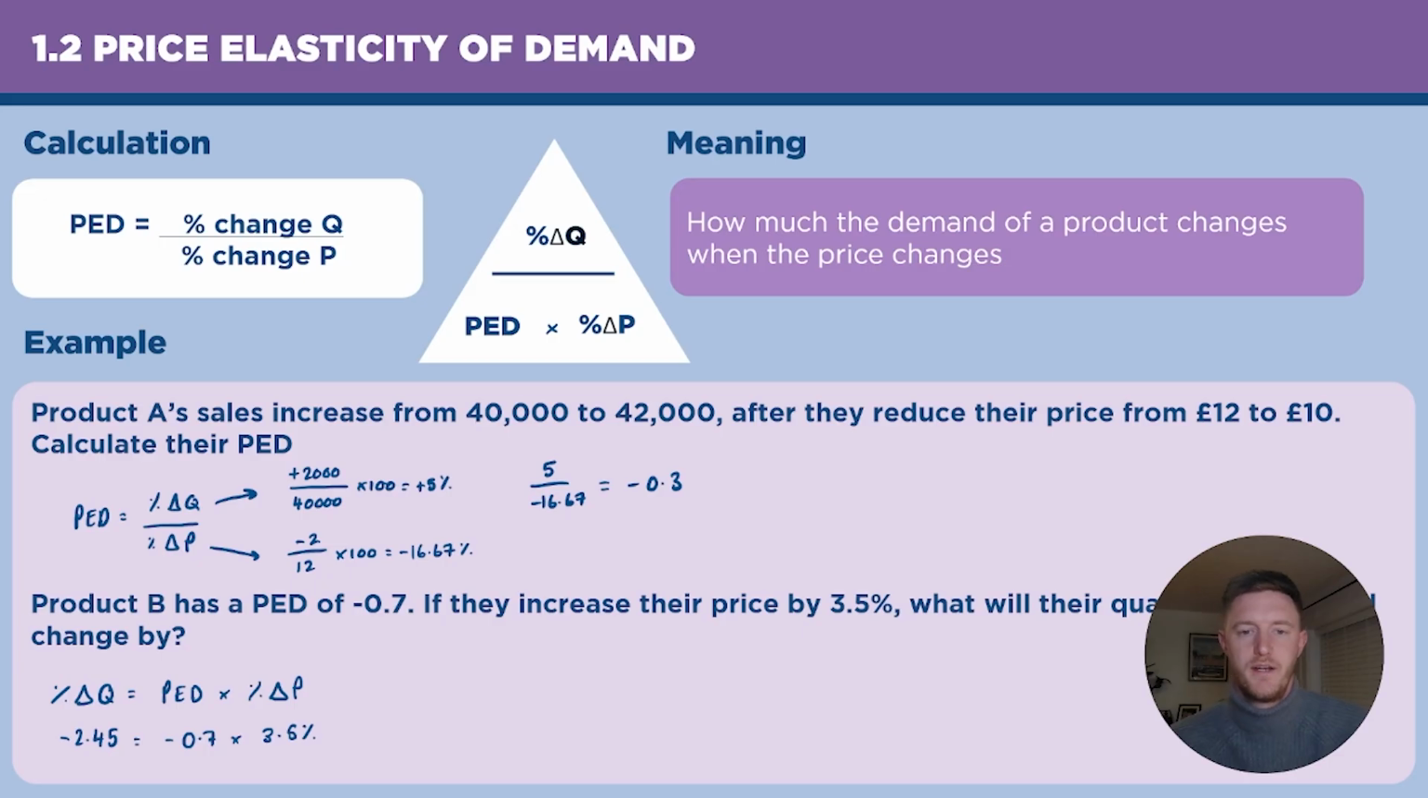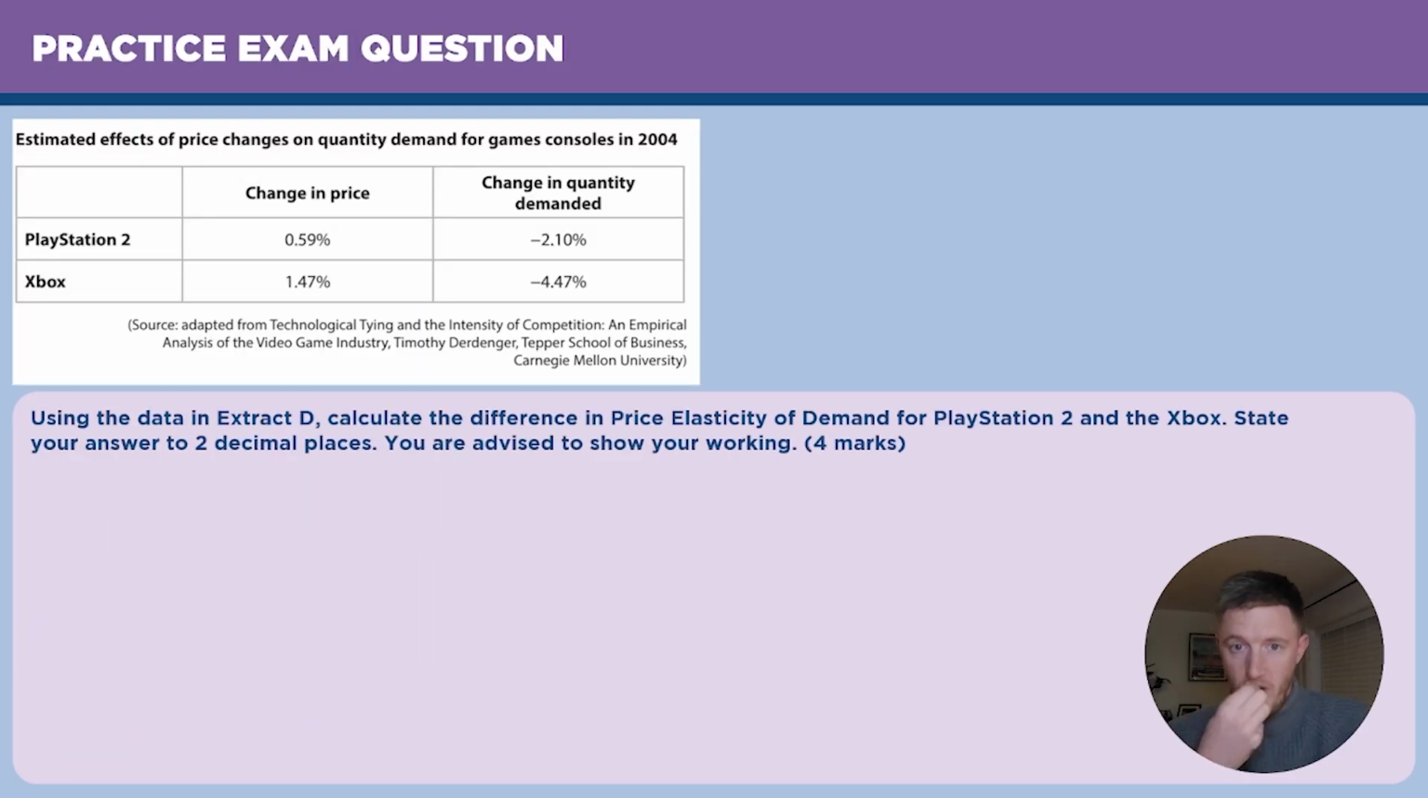Okay, let's have a look at an example. This one says, calculate the difference in price elasticity of demand for PlayStation 2 and the Xbox. State your answer to 2 decimal places. You're advised to show your working. So give this a try and then press play when you're ready to have a look at it.